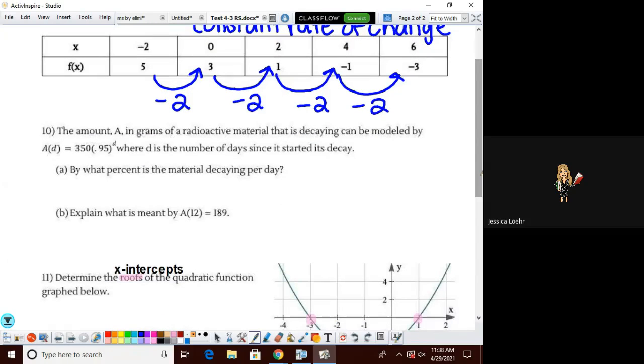10. The amount A in grams of a radioactive material that is decaying can be modeled by this function where D is the number of days since it started its decay. By what percent is the material decaying? What percent is it going down by?